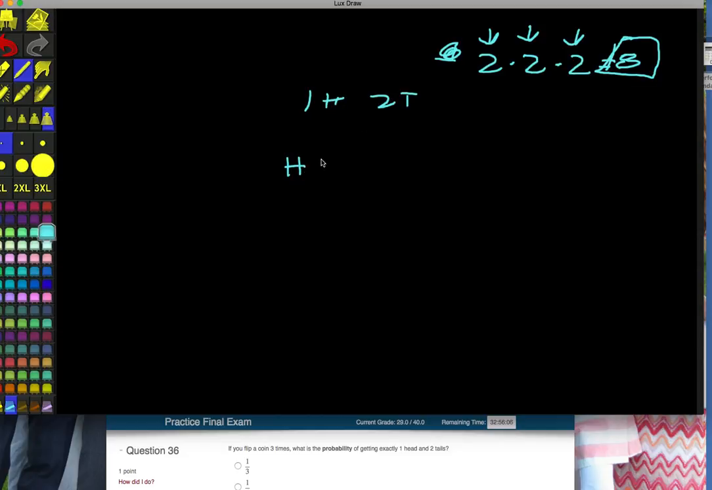So HTT, heads, tails, tails, is one option. I could also invert that and go tails, heads. Whoops, I can't, sorry, because that changes my number of heads. So I can also just think of the different ways you can match this up. Tails, heads, tails, or tails, tails, heads. Okay, those are my only ways I can get one head and two tails. So that means I have 3 out of 8 total chances of getting that. Okay, so just remember that that's how those work.